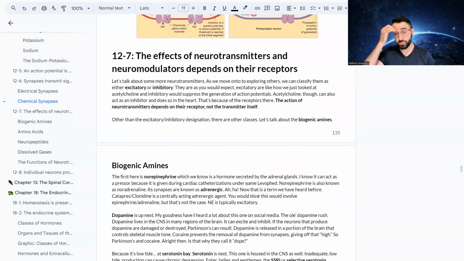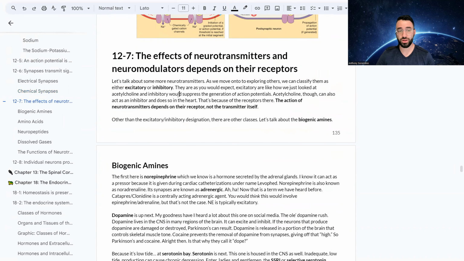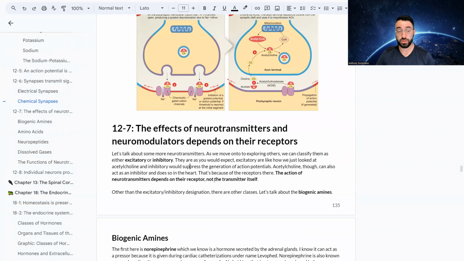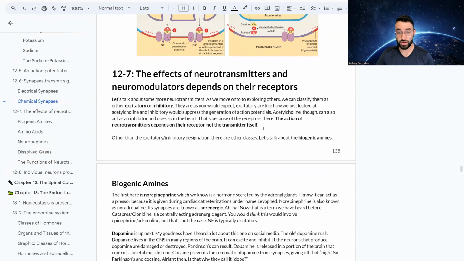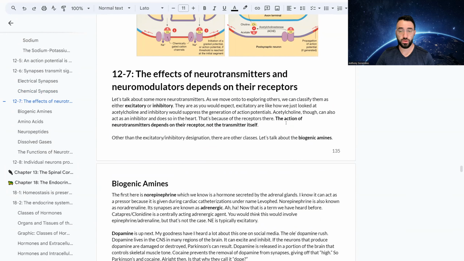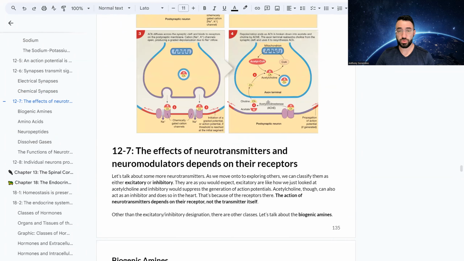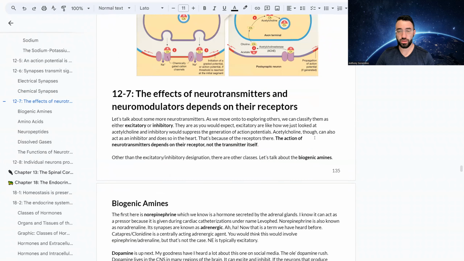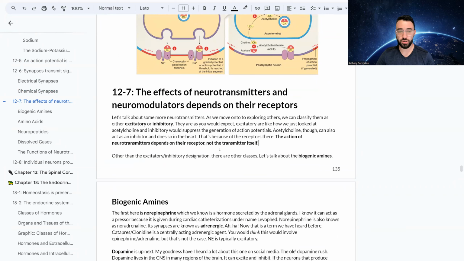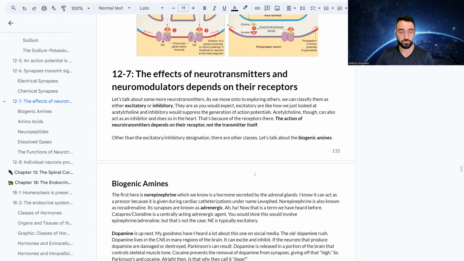Some of the other neurotransmitters that we have, we can classify them as excitatory or inhibitory, and that's going to depend on the receptor more than the neurotransmitter itself. Certain neurotransmitters can either be excitatory or inhibitory, so keep that in mind, all right? Acetylcholine, even though we just looked at it in an excitatory fashion, can also be an inhibitor, and it actually does that in the heart. That's because of the specific receptors there.